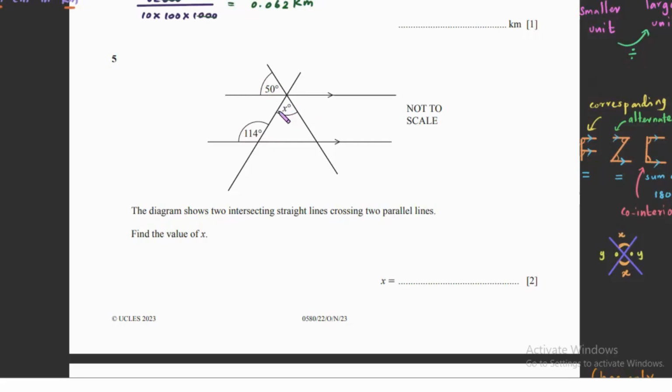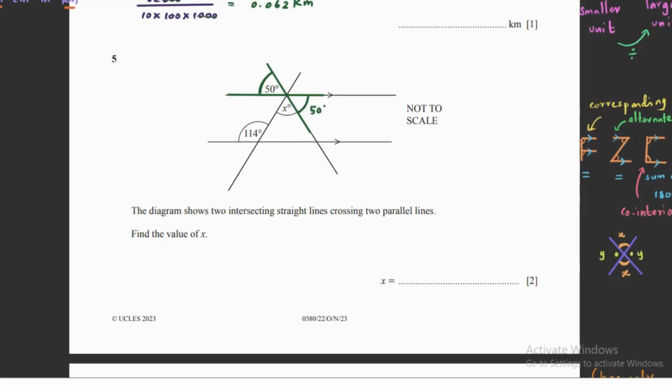If you are to find the value of x that we have here, the first thing that we are going to do is, this is a parallel line, which is a straight line. This is also another straight line. So this angle that we have here and this angle that we have here will be equal because they are vertically opposite. So if they are vertically opposite, they will definitely be equal to each other, which means this angle will be equal to 50 degrees.